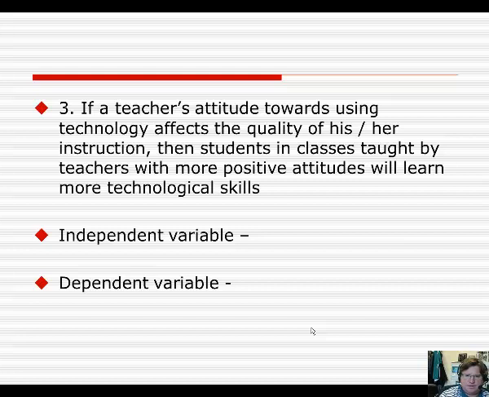Okay, so the dependent variable here would be students' technology skills. What might affect the students' technology skills is the teacher's attitudes towards technology. So the independent variable would be type of attitude, maybe good attitude, medium attitude, bad attitude, and then you're looking at the effect of that independent variable with those 3 different levels on the dependent variable, which is student technology skills.